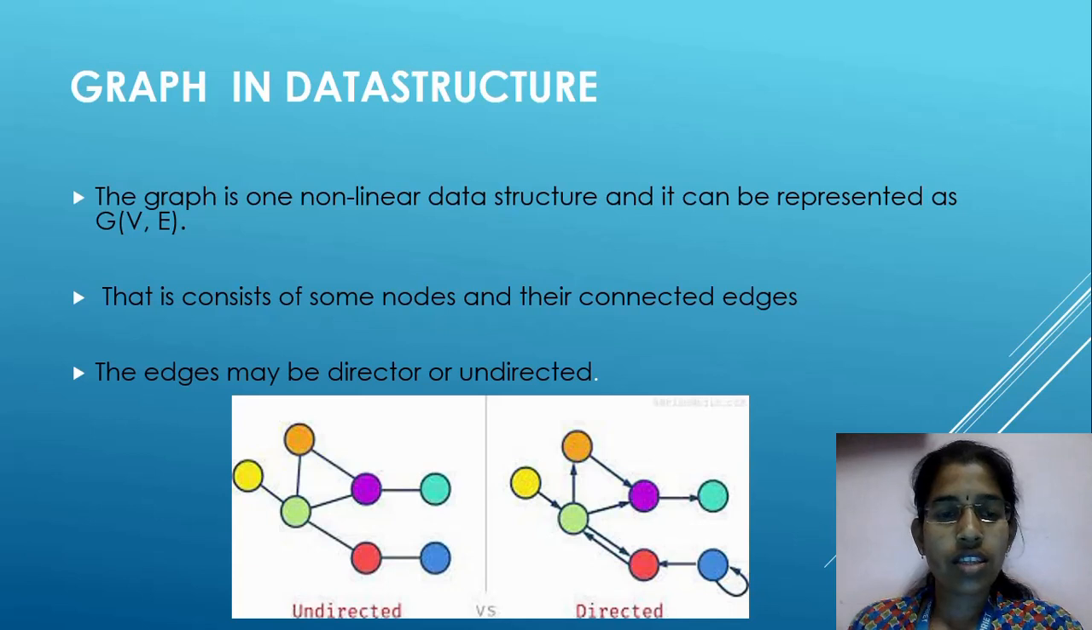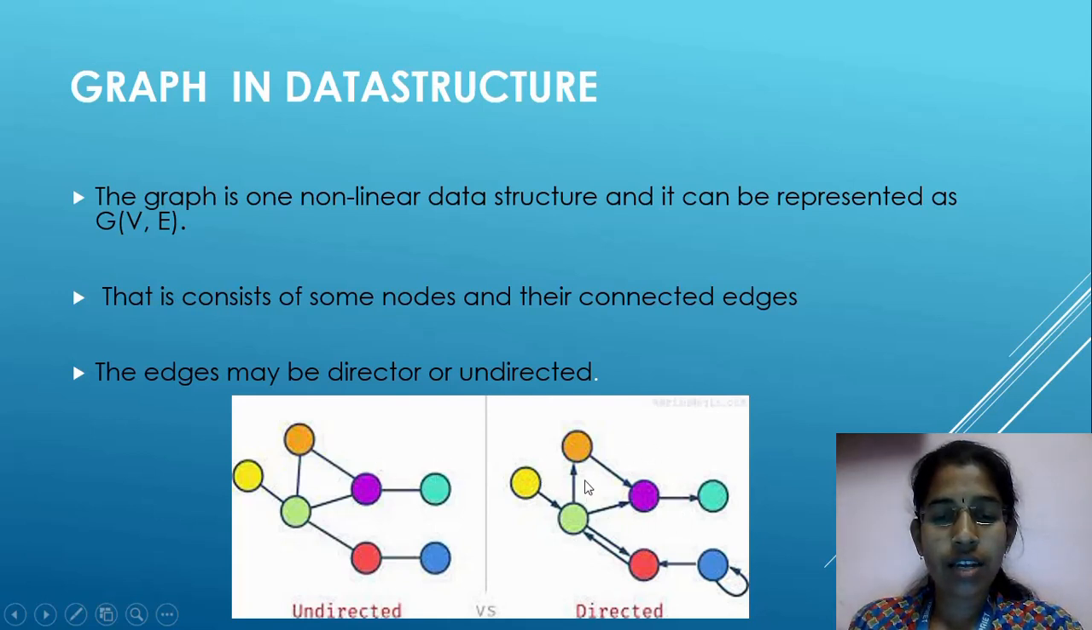A vertex is used to save the data. It is represented in circle format. Edges, E, are used to connect one or more nodes to form a graph. This is known as a directed graph and an undirected graph.